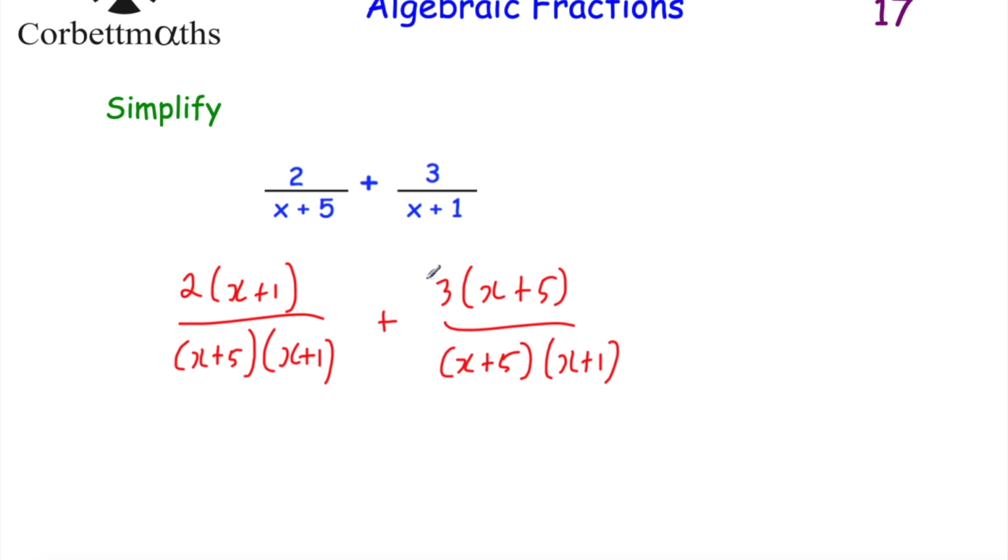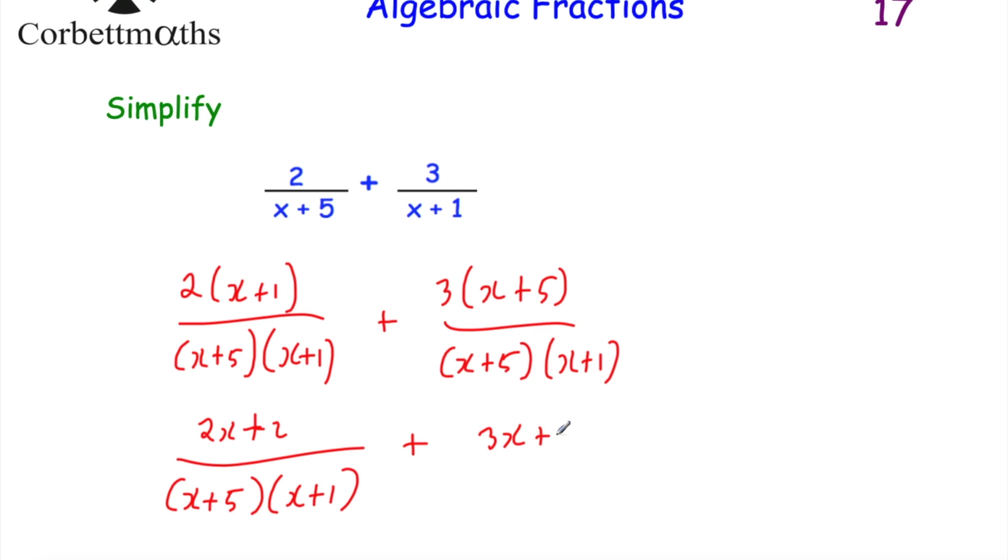Okay, now what I'm going to do is expand the brackets on the numerators. So 2 times x would be 2x, and then 2 times 1 would be 2, so plus 2. And then we've still got that denominator of x plus 5 bracket x plus 1, and we've just expanded the brackets on the numerator. Now let's do the same with this fraction. So 3 times x is 3x, and 3 times 5 is 15, so plus 15. And that's got that denominator as well of x plus 5, x plus 1. So we've just expanded our brackets.